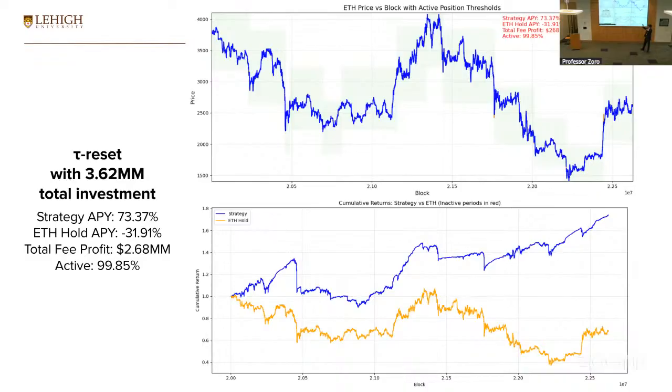And we have a total initial investment of $1.5 million. But as the price is moving and we need to rebalance up to $1.5 million, our overall total investment becomes $3.62 million. But our overall fee profit at the end is $2.68 million in addition to the investment that we get back at the end. So we get an overall APY of 73.37%, while Ethereum performs at negative 32%. As I mentioned earlier, the overall strategy that we're looking for is how can we protect against situations like this, where we are getting gains on top of the Ethereum that we're holding, beyond just strictly holding it.